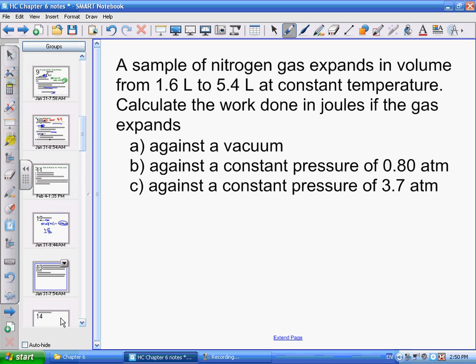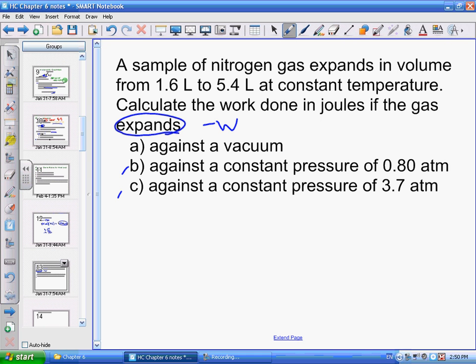Okay, here's another example, and you can do B and C just like what we just did, but I want to talk about A. A sample of nitrogen gas expands in volume from 1.6 liters to 5.4 liters at constant temperature. Calculate the work done in joules if the gas expands. And of course, if I have an expansion of gas, I'll have negative work. Work is being done by the system on the surroundings, so work has to be leaving.